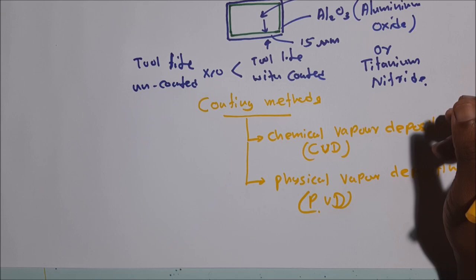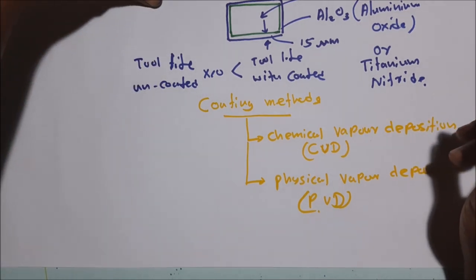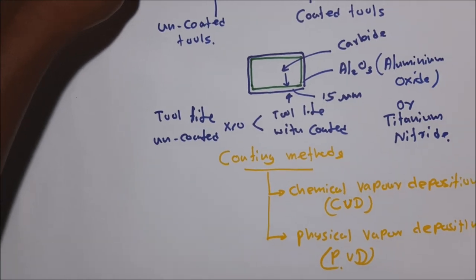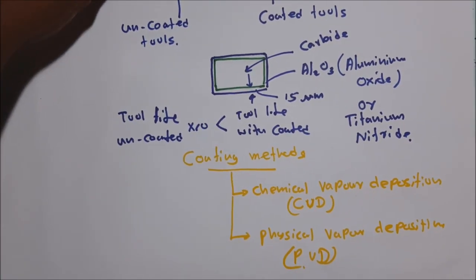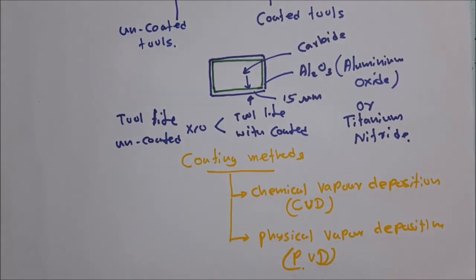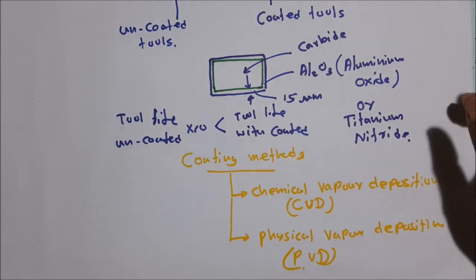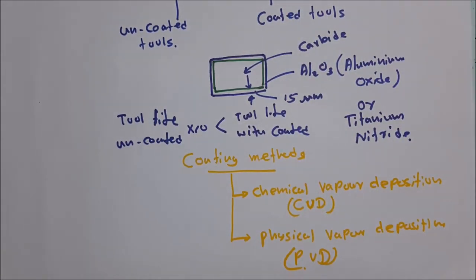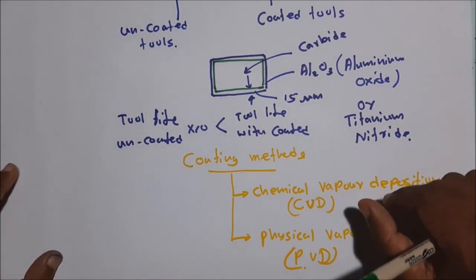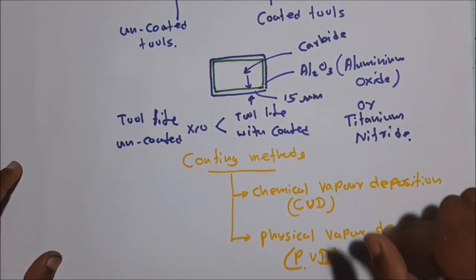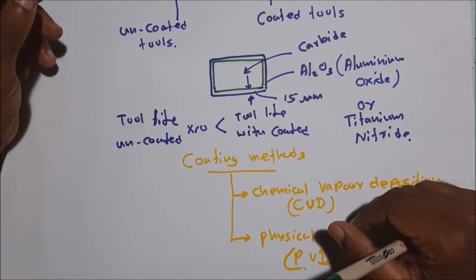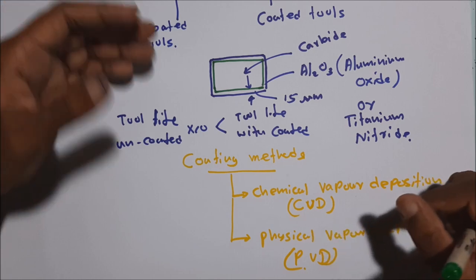Then the important point is that with the coating it can give more than 10 times the normal uncoated tool life. So the coated carbide tools are mostly used as the inserted chip type. They are extremely popular in industry. Nowadays more than 80% of machining is done using inserted type carbide tools. Okay, these are coated carbide tools.